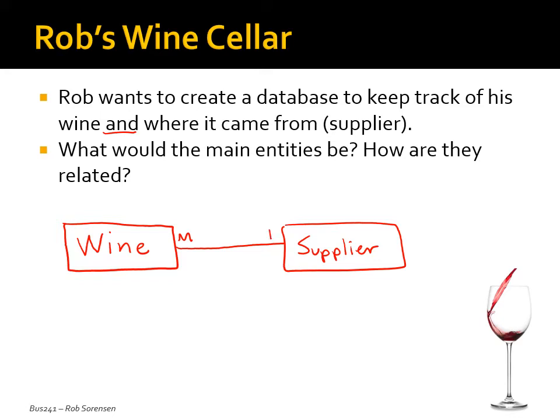So if I pull a bottle of wine out and I say, where'd I get that? Well, it could only come from one place. A bottle can't come from two places. Now, remember, these are individual bottles of wine in my wine table, not just types of wine. All right, so each individual bottle can only come from one supplier.